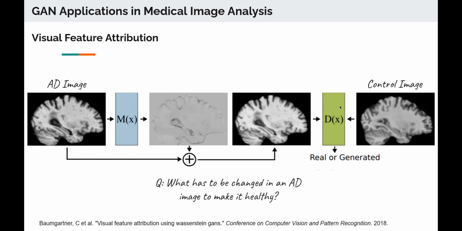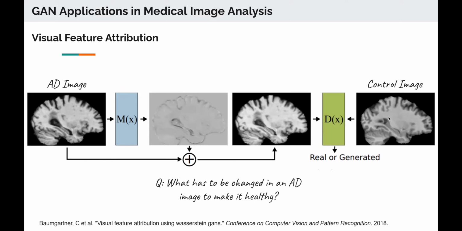So it's very simple. It's just a couple of steps. We pass it to the generator. It produces some image which is added to the actual image, the AD image, to produce the generated image. And the generated image is what is evaluated by the discriminator. So the discriminator gets this generated image as the fake image and an image of a healthy person as a real image.